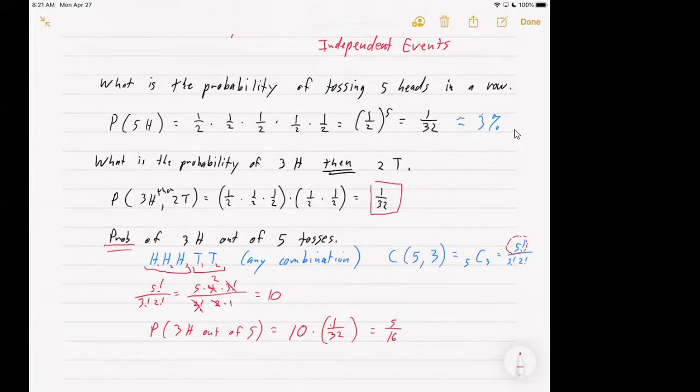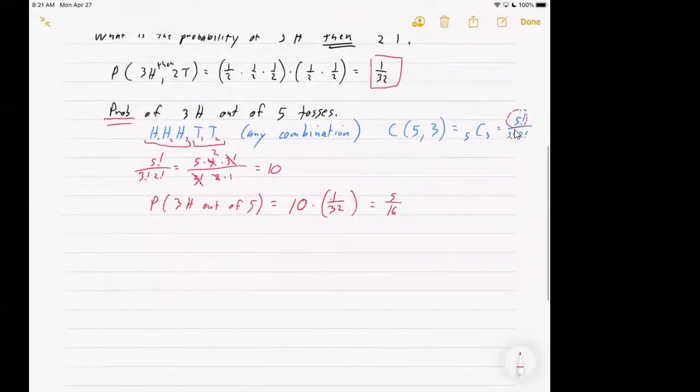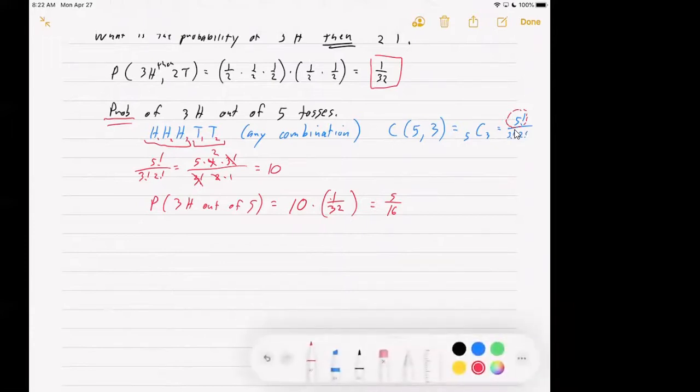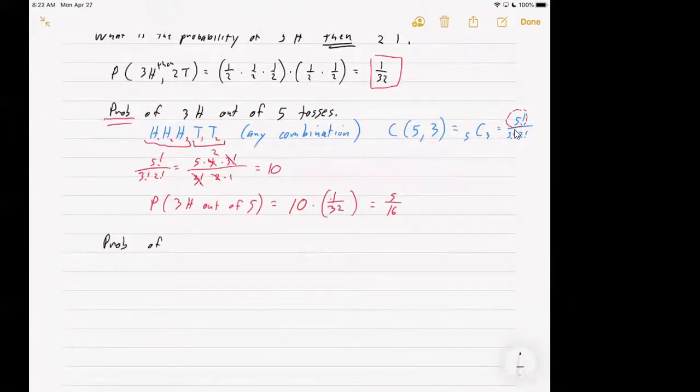All right. Now the probability would be the same for 2 heads, because if we get 2 heads, that means we had 3 tails, and the probability of getting 3 tails would be the same as it is for 3 heads. Okay, so we want to explore one final question here. This is slightly more sophisticated. The probability of getting 3 or more heads out of 5 tosses.